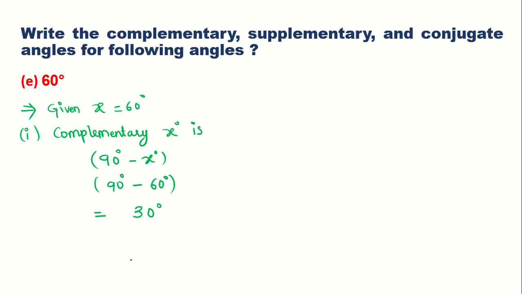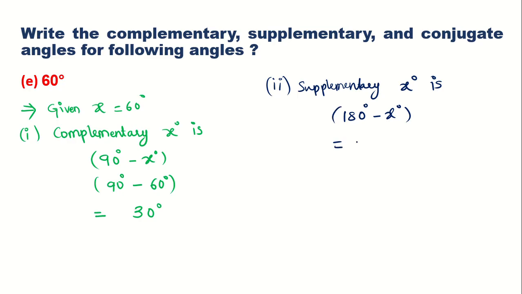Similarly, the supplementary angle of the given x degrees is 180 degrees minus x degrees. So what is the given x here? 60 degrees. So what will you get? 180 minus 60.